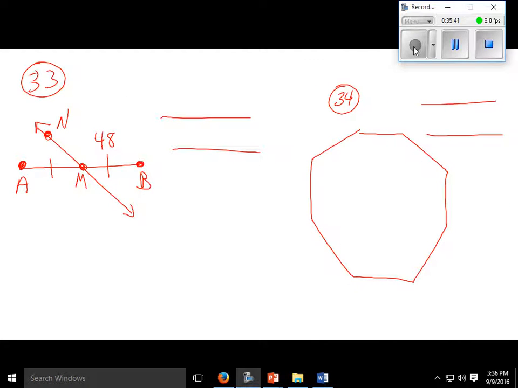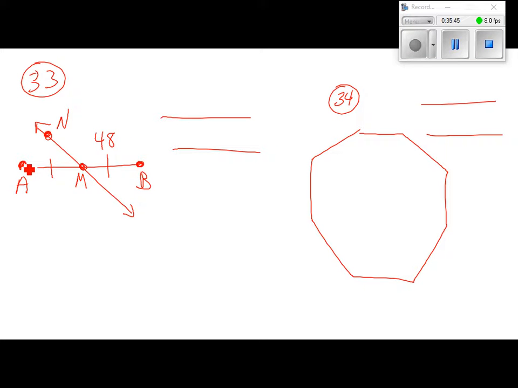Problem 33. They say identify the segment bisector of segment AB. This is segment AB. And you'll notice here that they put these tick marks on here to tell you that segment AM and segment MB are congruent. So the segment bisector is whatever splits it there. Different things you could put. You could just put point M, or you could put line NM, or you could even put ray MN. Any of those would work. Since ray MN is the last one I said, that's the bisector.